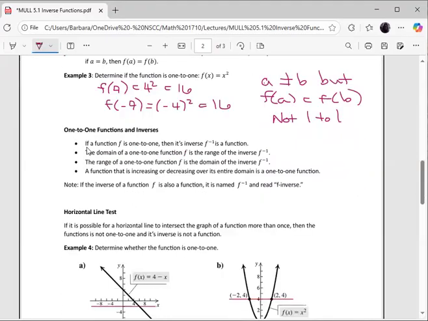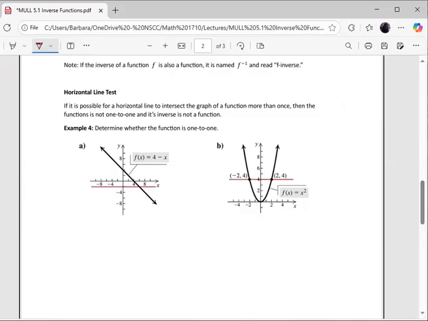So, some features about one-to-one functions and inverses. If a function is one-to-one, then its inverse is also a function. The domain of the function is the range of the inverse, and the range of the function is the domain of the inverse. A function that is increasing or decreasing over its entire domain is always going to be a one-to-one function. So note that if the inverse of a function f is also a function, it is named f^-1. That's read f inverse. It does not mean 1 over f. Okay, it's just that the -1 just means inverse.